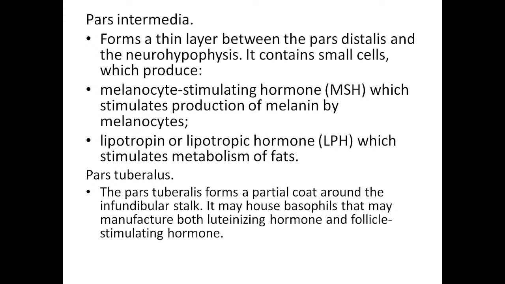Pars intermedia forms a thin layer between the pars distalis and the neurohypophysis. It contains small cells which produce melanocyte-stimulating hormone, MSH, which stimulates production of melanin by melanocytes, and lipotropin or lipotropic hormone, LPH, which stimulates metabolism of fats. Pars tuberalis. The pars tuberalis forms a partial coat around the infundibular stalk. It may house basophils that may manufacture both luteinizing hormone and follicle-stimulating hormone.